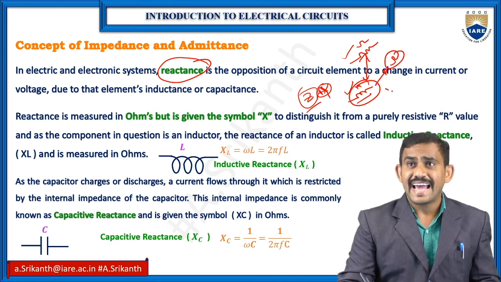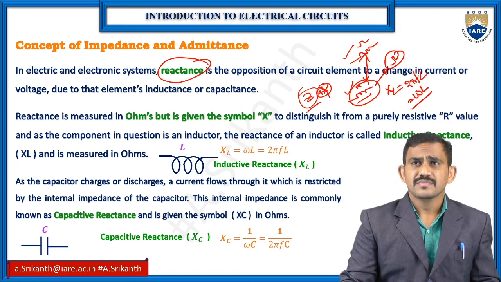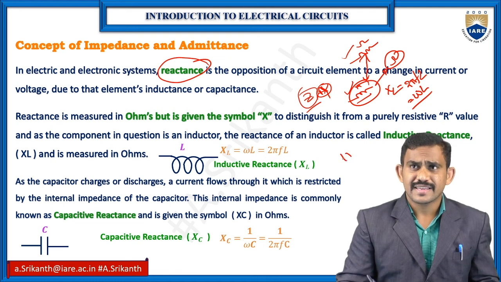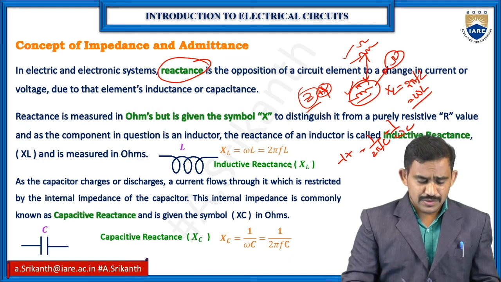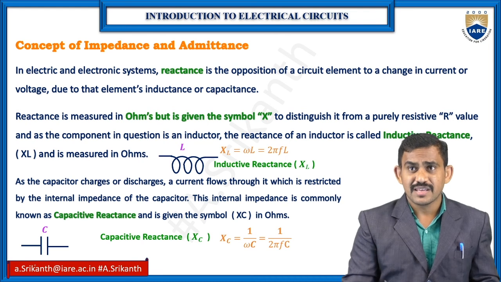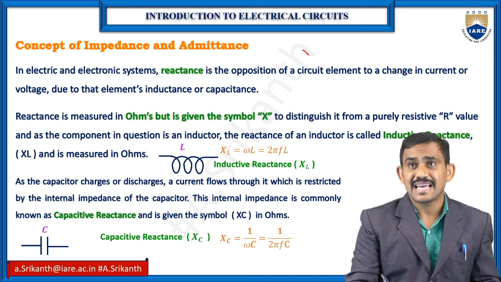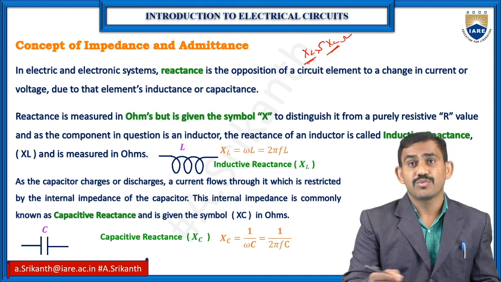That is the XL value. The XL value is 2 pi FL or omega L. The same for the capacitor: 1 by 2 pi FC, or you can say 1 by omega C. So for the capacitor and inductor, we have the reactance values, XL and XC. XC for the capacitor, XL for the inductor. Then the units are ohms, and then you can add both values.